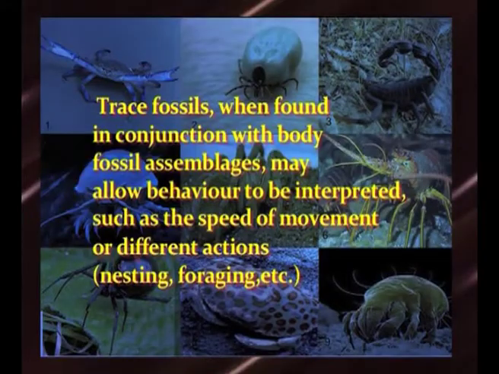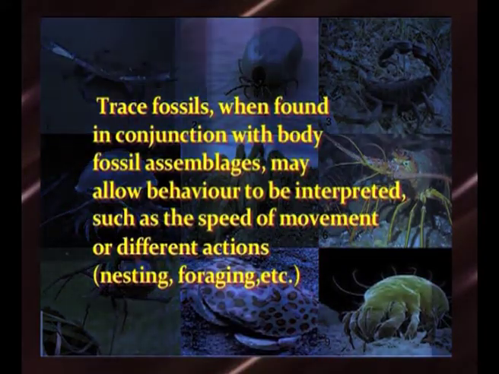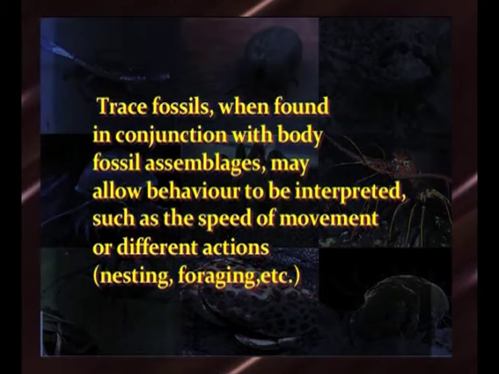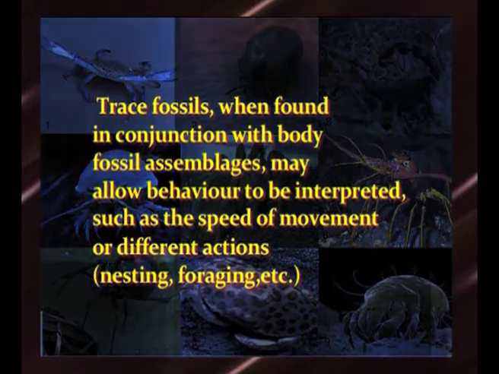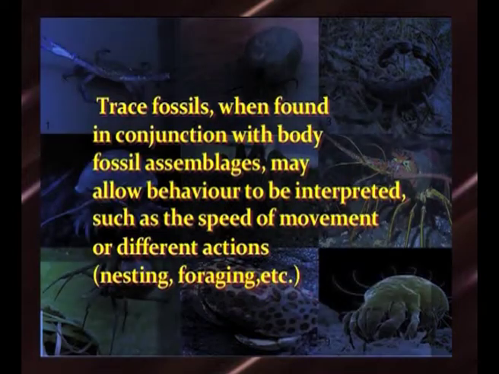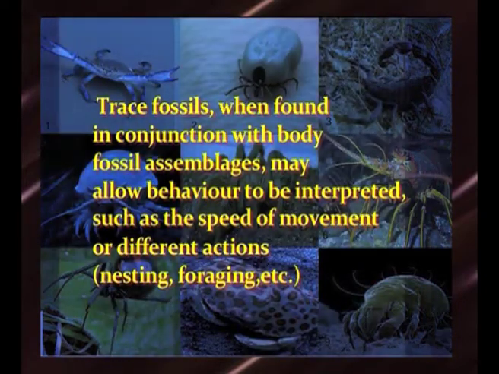body fossils. Trace fossils, when found in conjunction with body fossil assemblages, may allow behavior to be interpreted, such as the speed of movement or different actions, nesting, foraging, etc. Of particular importance in the fossil record of insects is the formation of leaf mines and bite marks in accompanying floral assemblages, also giving a clear indication of an escalating arms race between plants and arthropods.